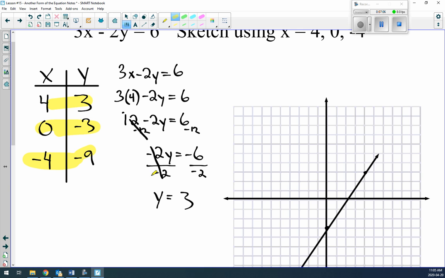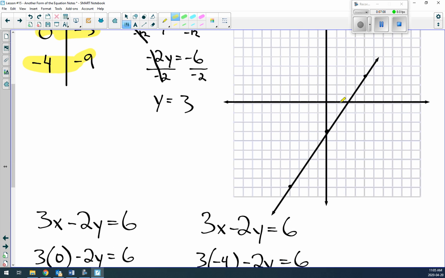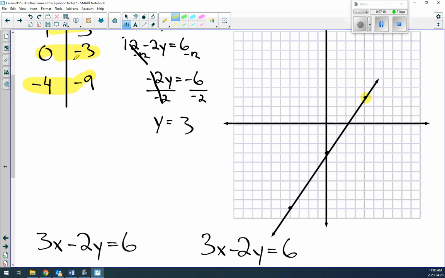So let's plot them. 4, comma 3: 1, 2, 3, 4, comma 3, right there. Remember, always start at the origin, do your x's first, positive to the right, negative to the left, and then do your y's, positive up, negative down. The next point is 0, comma, negative 3. For 0, we don't go anywhere with the x, we just go straight down to negative 3. And for negative 4, negative 9, we start at the origin, go over 1, 2, 3, 4, that's negative 4, and then down 9.